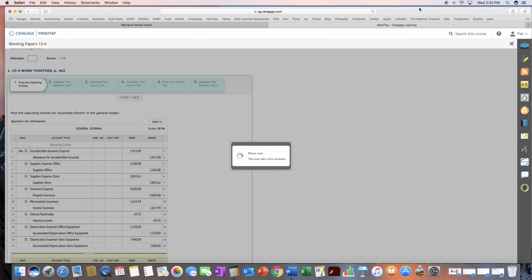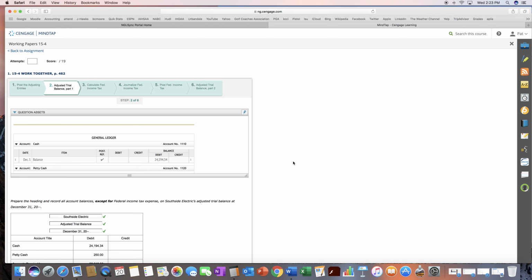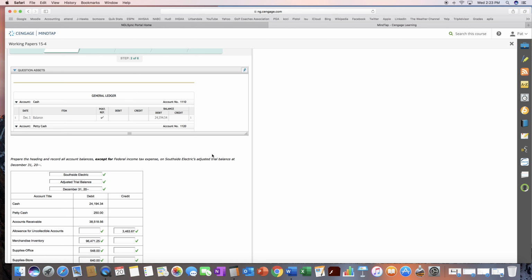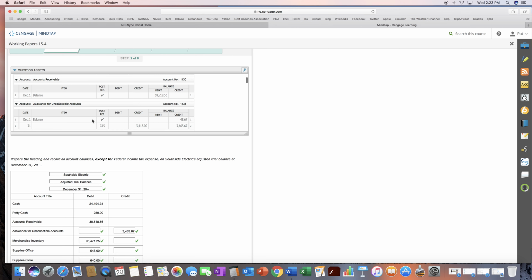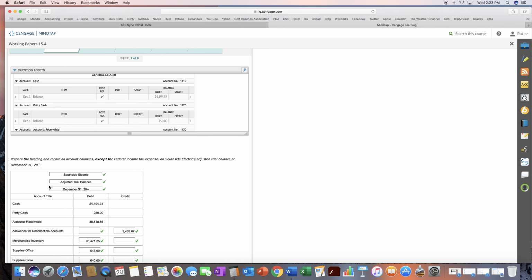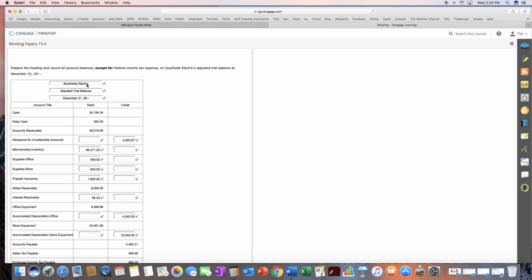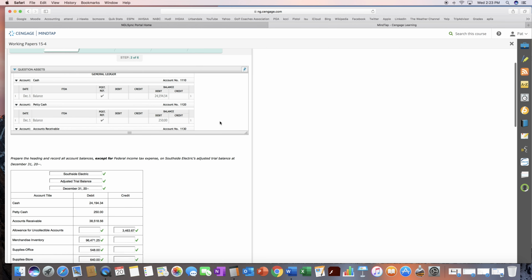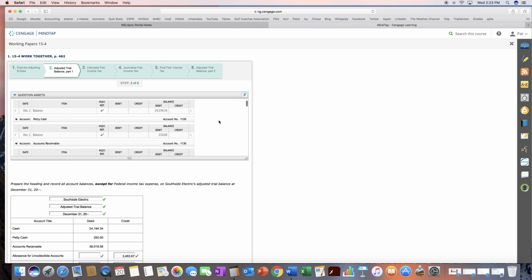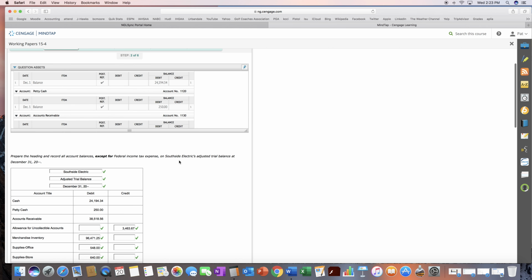The second part, once this zooms in here, is getting the adjusted trial balance. So in this ledger is all the balances. So you can see cash, 24,193. This is the balance at the beginning of the month. And you go down. What we do is we need to fill in these blanks. So this is Southside Electric. It is our adjusted trial balance for December 31st.